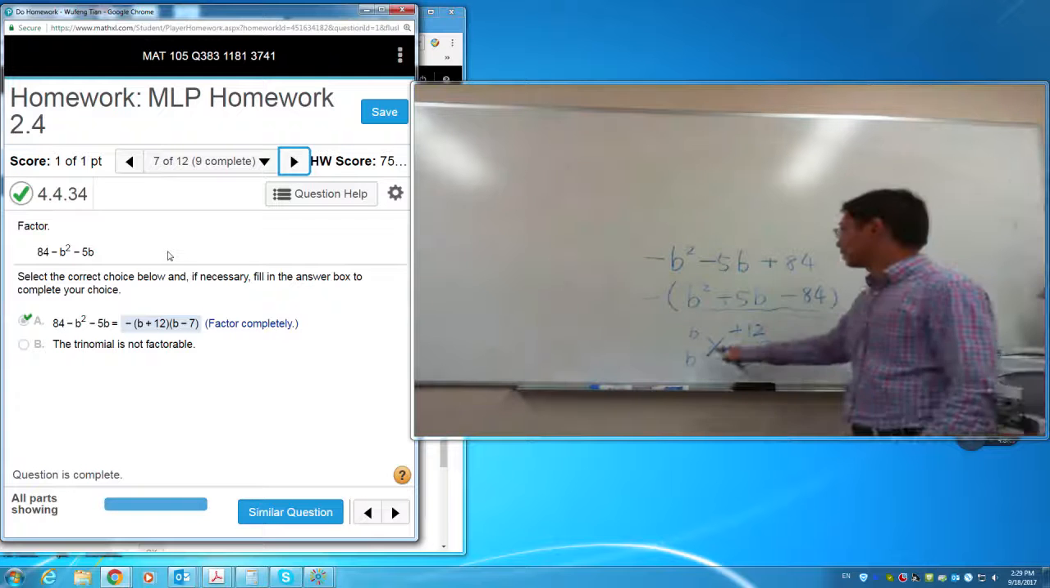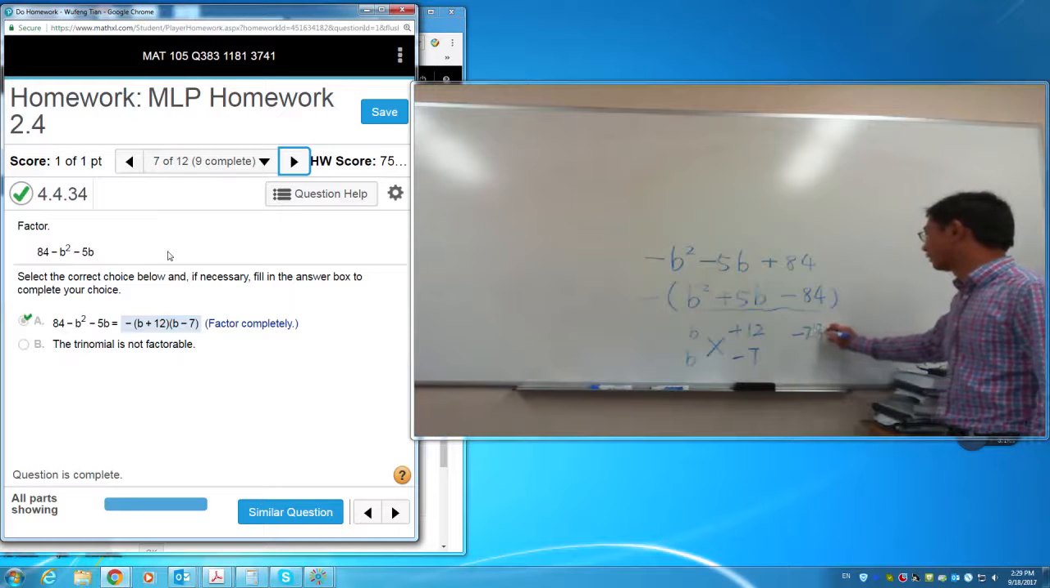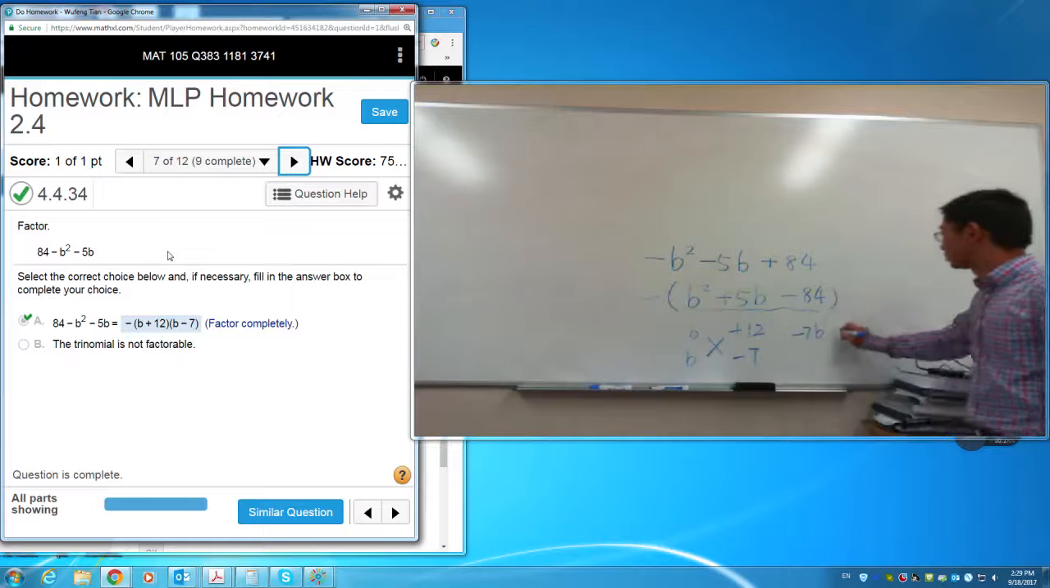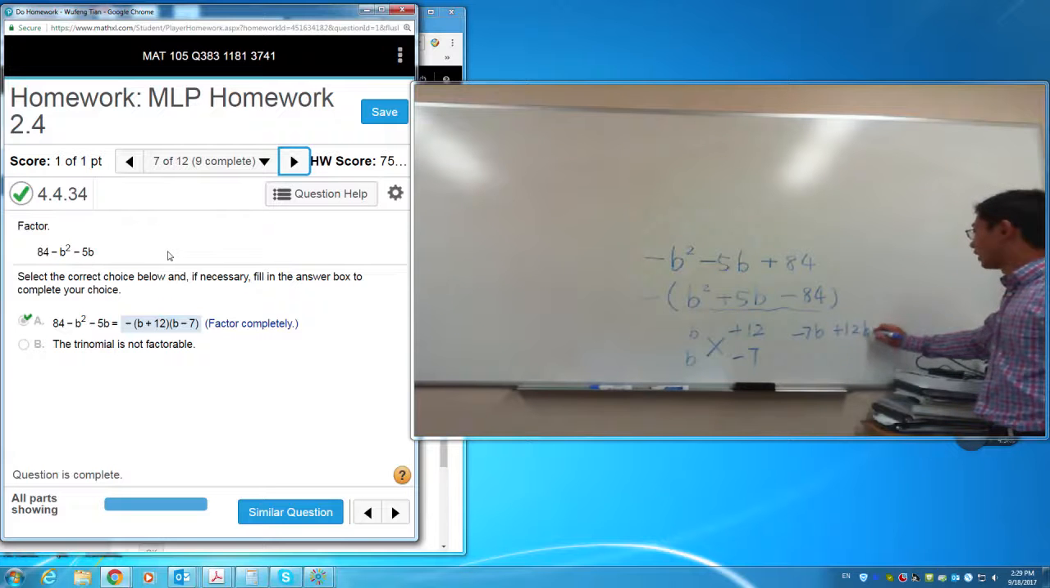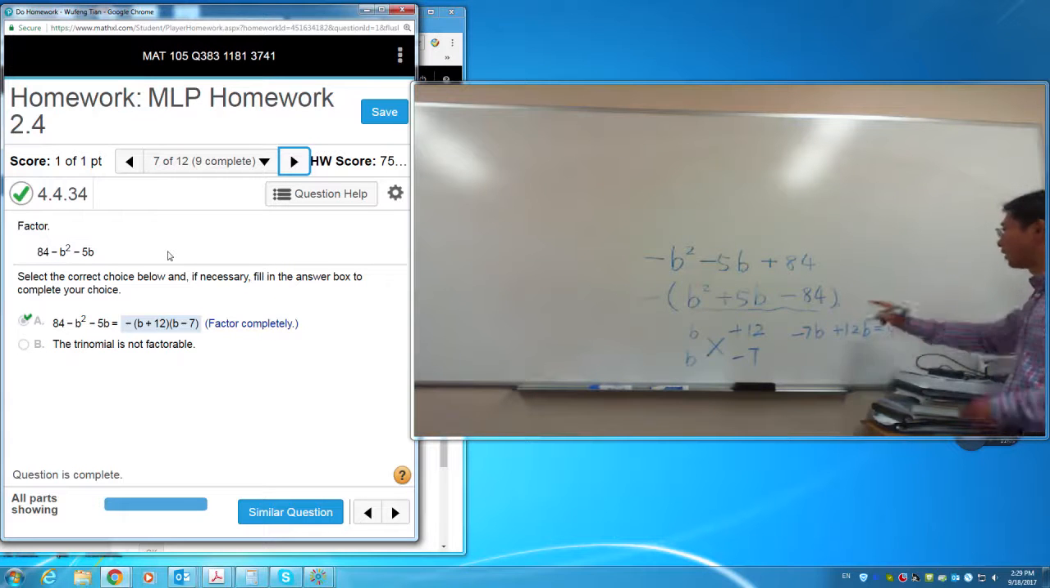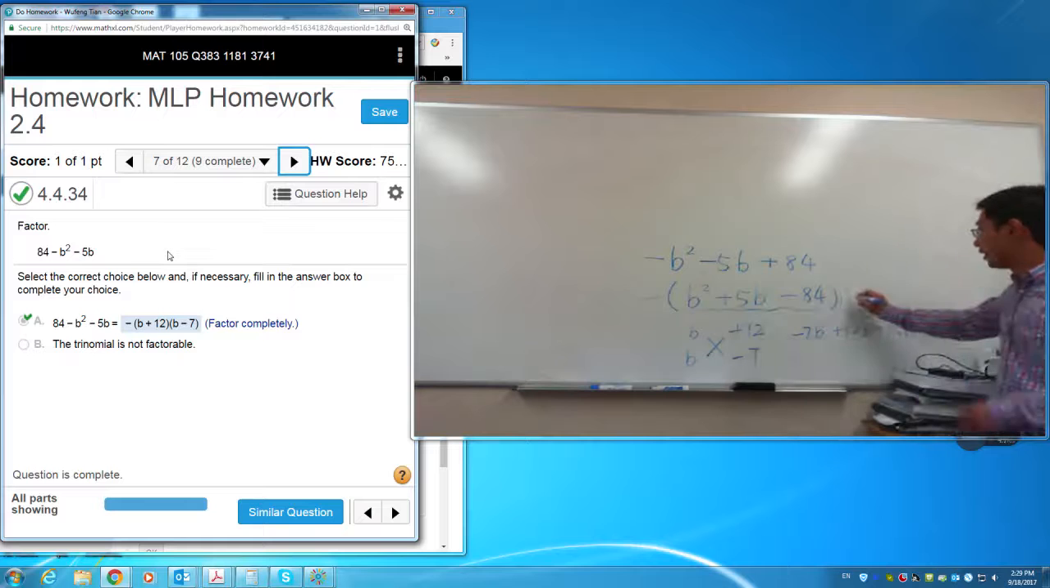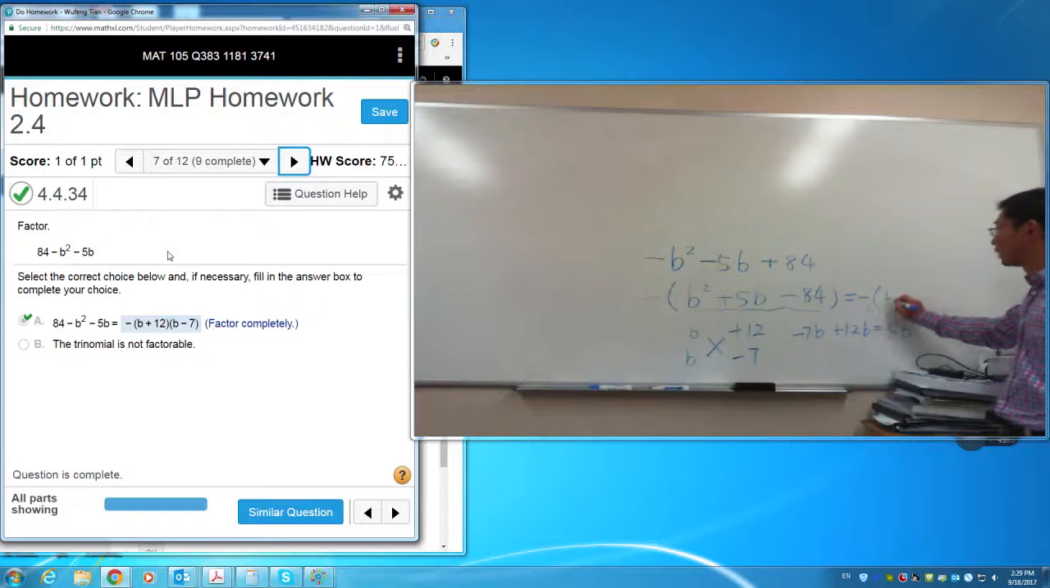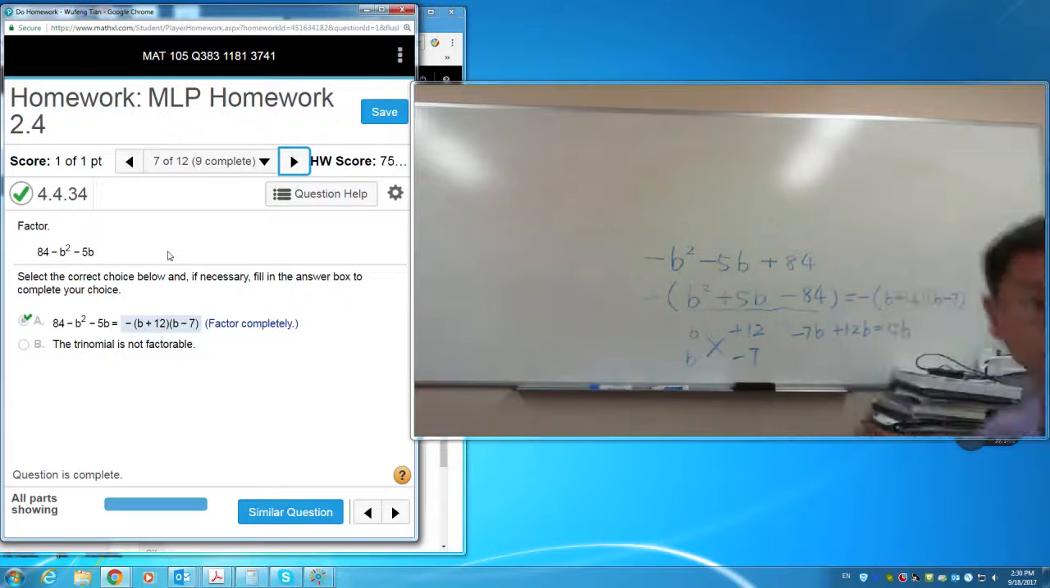Okay, b times negative 7 is negative 7b. 12 times b is plus 12b. So the answer is 5b, and that's the 5b in the middle. So the final answer is minus b plus 12 times b minus 7. Okay. Next one.